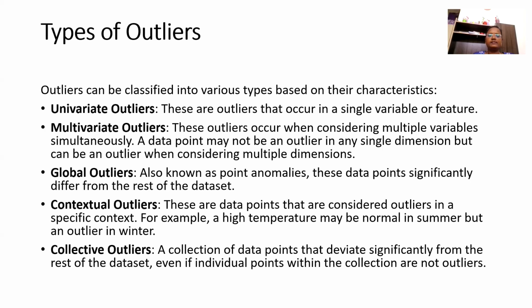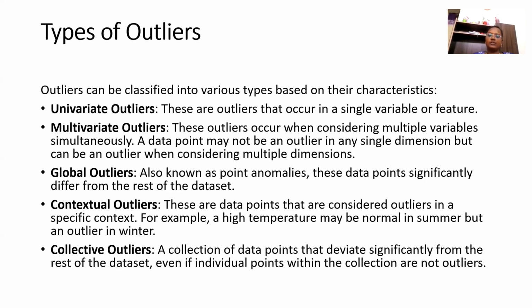Types of outliers, which can be classified into many categories. Univariate outliers: here, the outliers occur in a single variable or single feature. Multivariate outliers: when considering multiple variables simultaneously, a data point may not be an outlier in any single dimension, but can be an outlier when considering some other dimensions.